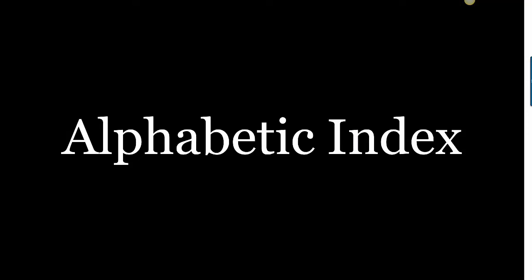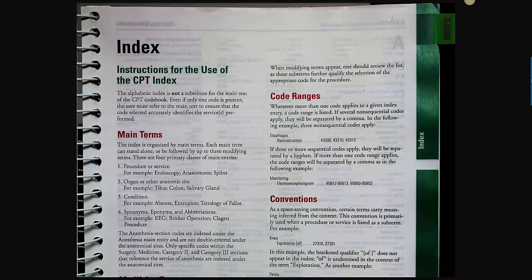Now let's look at the alphabetic index. This section of the book is in the back of your book. Here you'll be able to locate main terms, modifying terms, and codes or code ranges that will help guide you to the correct code. You can look up codes in a few different ways here.